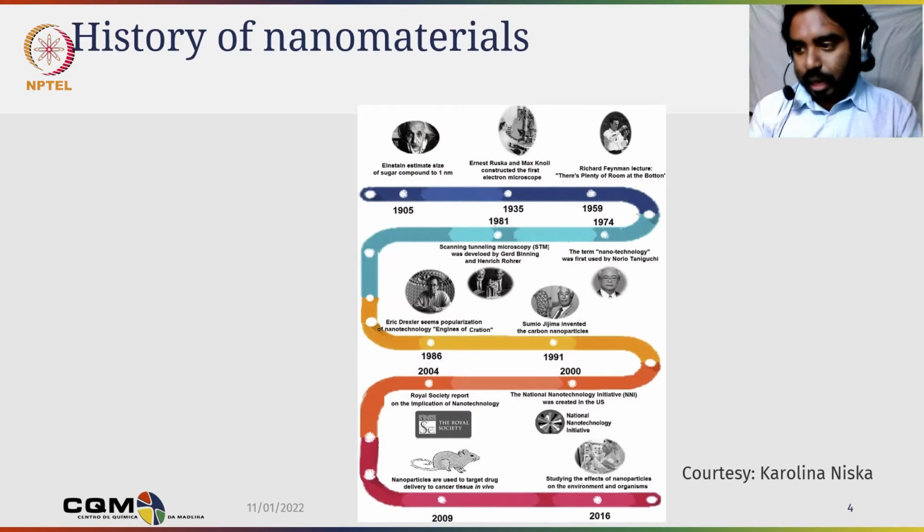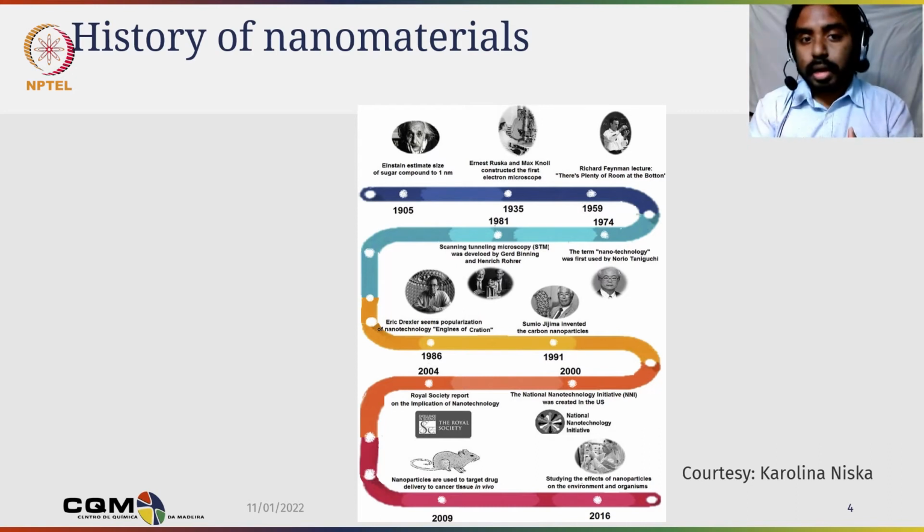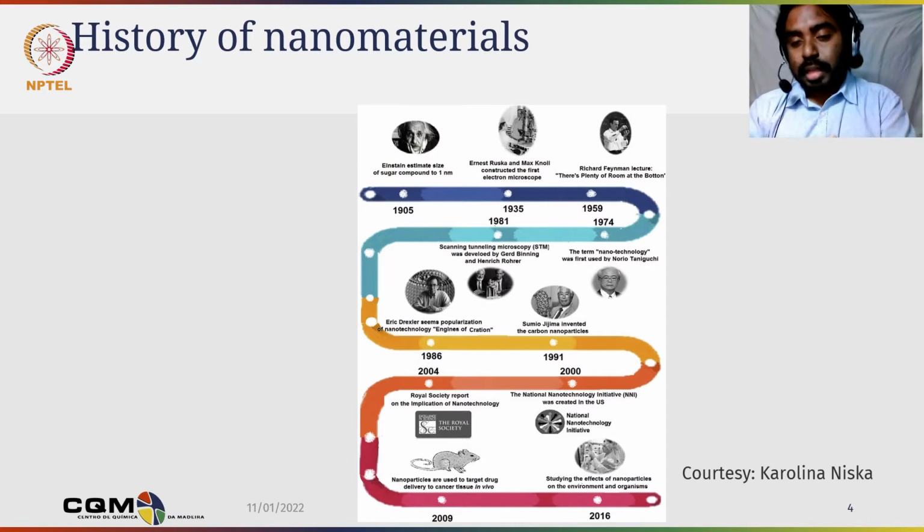So at that time he could not visualize them, but theoretically he said a sugar compound would be about 1 nanometer in size. And he also mentioned, not Einstein, Newton also mentioned that when you reduce the size of a material, its properties will differ. For that he mentioned the example of gold.